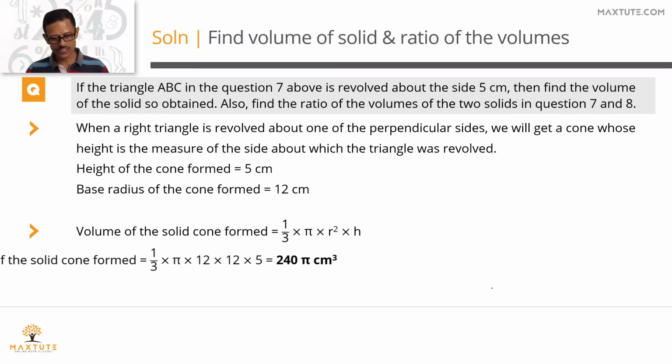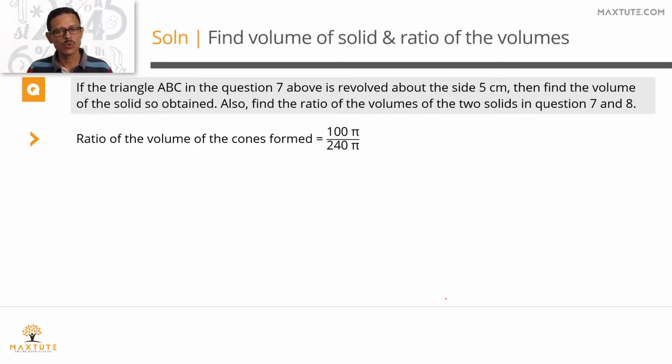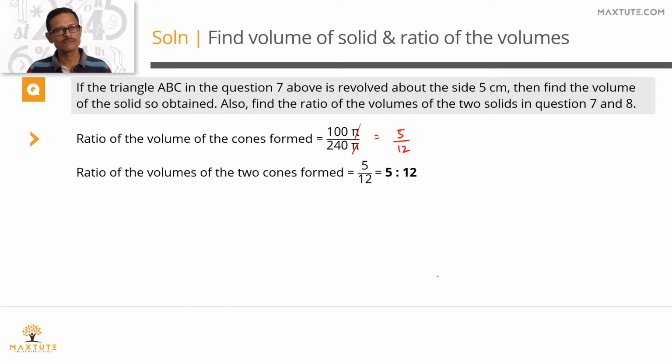Quickly summarize this calculation in a printed form. Substituting r as 12 and h as 5, we get 240 pi centimeter cube. The last bit, which is the second part of this question, find the ratio of the volumes. For the first cone in question number 7, the volume was 100 pi. For the second one, we computed it to be 240 pi. So ratio is 100 pi upon 240 pi. Pi gets cancelled with pi. 5 times 20 is 100. 12 times 20 is 240. So the ratio is 5 by 12 or 5:12.